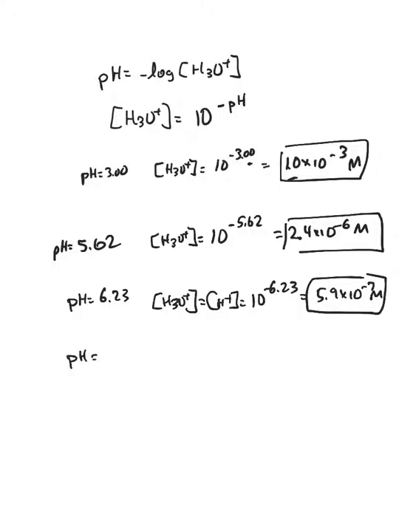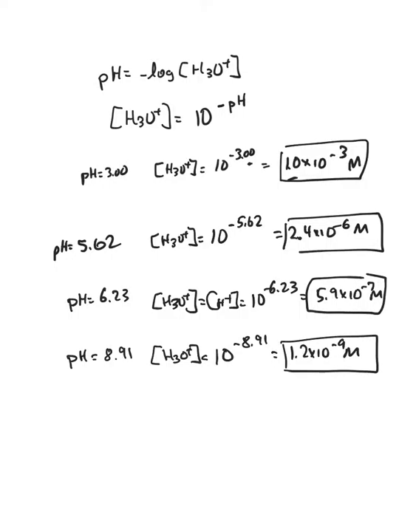And let's do a basic solution. Let's do pH of 8.91. So the hydronium ion concentration is equal to 10 to the minus 8.91. And that'll equal 1.2 times 10 to the minus 9 molar.